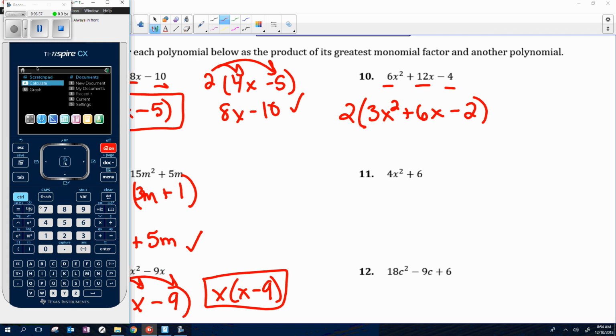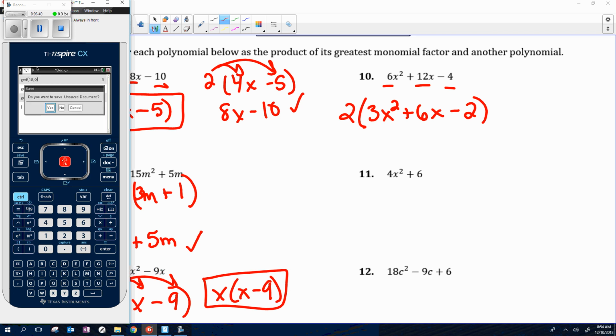What we can do is go to our home page, open up a new document. We're going to say no, and I'm going to go to graph. For f1 of x is going to be the original, so 6x squared plus that 12x and minus 4. Hit enter and graph it. Now I'm going to hit tab so I can open up a second function to graph, and I'm going to graph 2 times parentheses 3x squared plus 6x and a minus 2. Close those parentheses and hit enter.